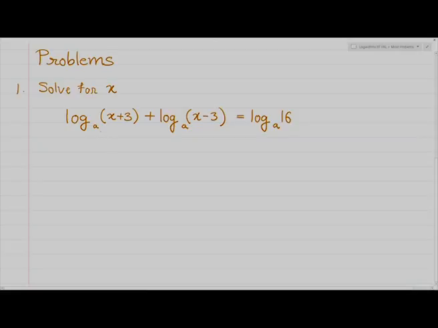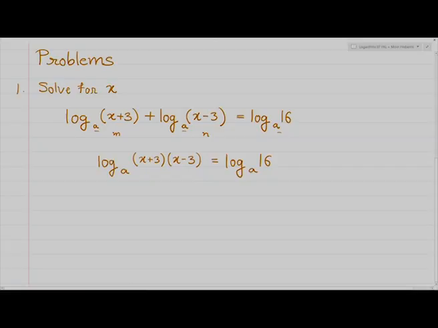As it was not mentioned, I have put this to be a. So, we can use the multiplication rule. If I use the multiplication rule, this will play the role of m, this will play the role of n, then this is log to the base a of m plus log to the base a of n, which is in fact equal to log to the base a of m into n, which is (x plus 3) into (x minus 3), which is also equal to log to the base a of 16.